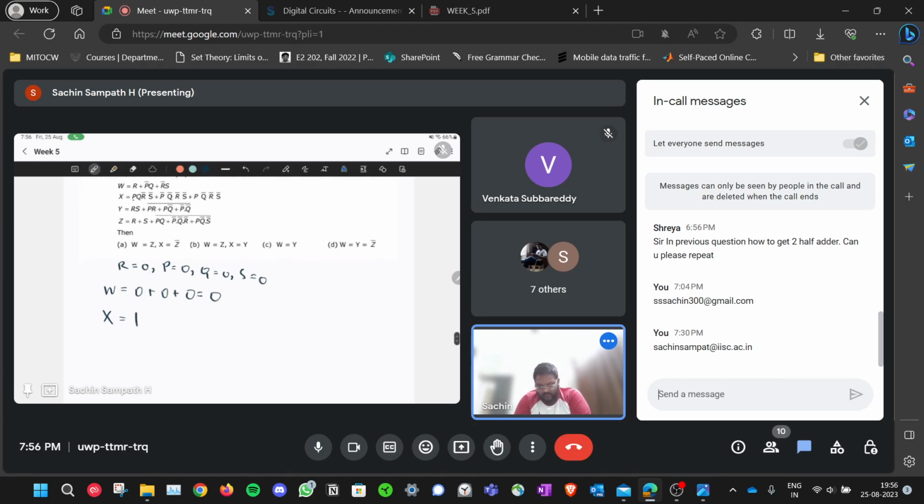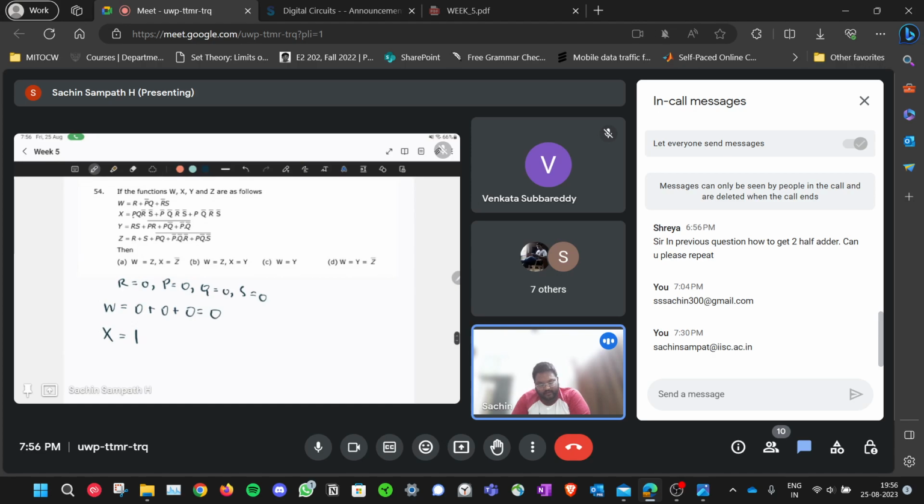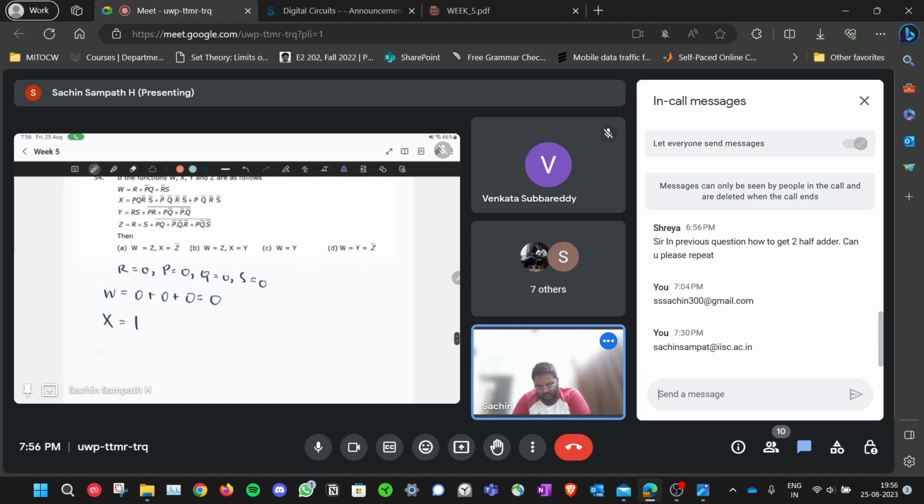So if there was an option that had w is equal to x, you could eliminate that from this. Since there is no option like that, it's fine for now. Let's check y. Again, the first term rs goes to 0. Next, it's 0 plus complement of pr is 0, pq bar is 0, p bar q bar is 1. So what is it? 0 plus 0, 1 bar is 0. So this will go to 0.